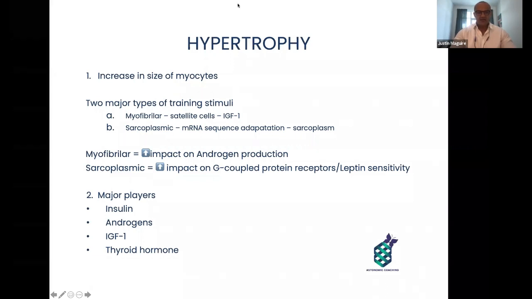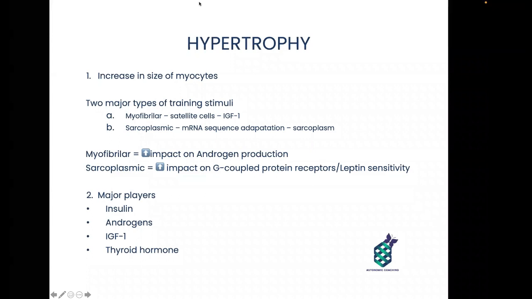There are two types of training stimuli that we can think about when we are considering hypertrophy. These types of training stimuli have a different impact on the nervous system, which is so important to consider when we take into account the state of our stress and our autonomic tone. The two major types of training stimuli are myofibril as well as sarcoplasmic.